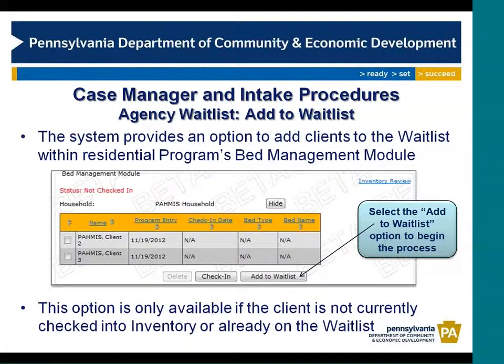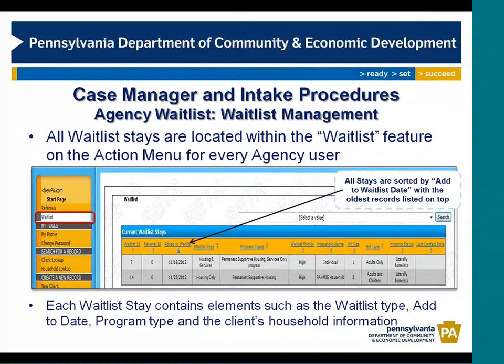The other place that you can add a person to a waitlist, or at least start the waitlist transaction, is within the bed management module. If you've got a client checked into a residential program and they're not currently checked into any inventory, next to the check-in button, they'll have a little add to waitlist button. You click that, and it takes you to that waitlist screen that we just showed you and allows you to fill out the transaction, kind of a little shortcut to take you to that screen. Once a waitlist transaction is created, we'll go into a little bit of the management features: how to manage it, what the functions are within it.